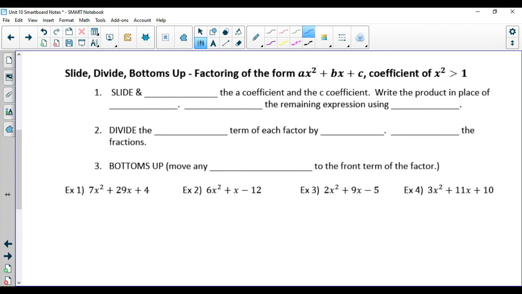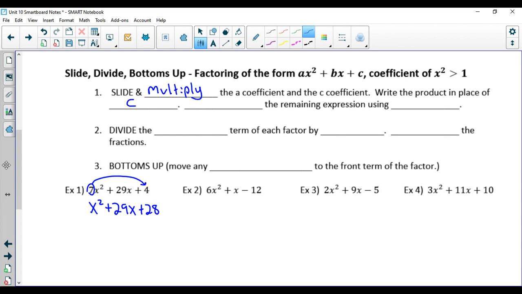And step 1 is we're going to slide and multiply the a coefficient. Remember that a is what's in front of the x squared, and the c. So we're going to take that number in the very front and multiply it with the number at the end. You're writing the product in place of c. So I'm taking the 7, multiplying it by 4. That's our sliding it over. So we get x squared plus 29x plus 28. 7 times 4 is 28.